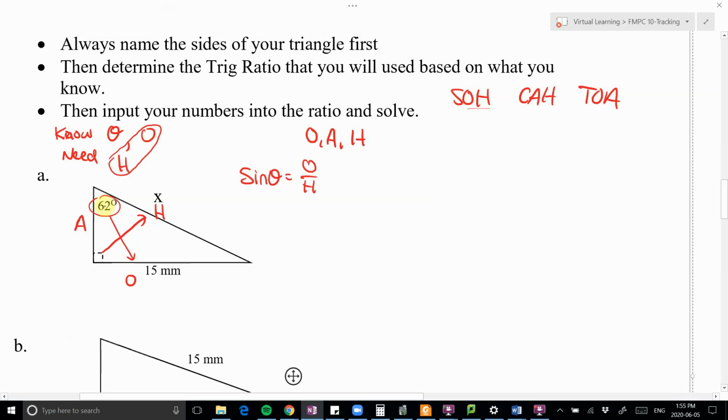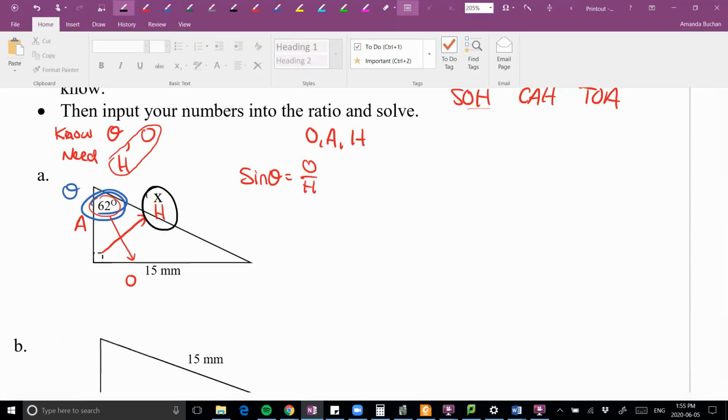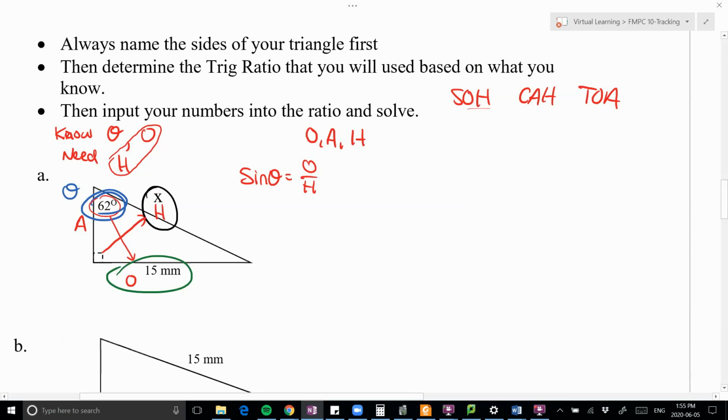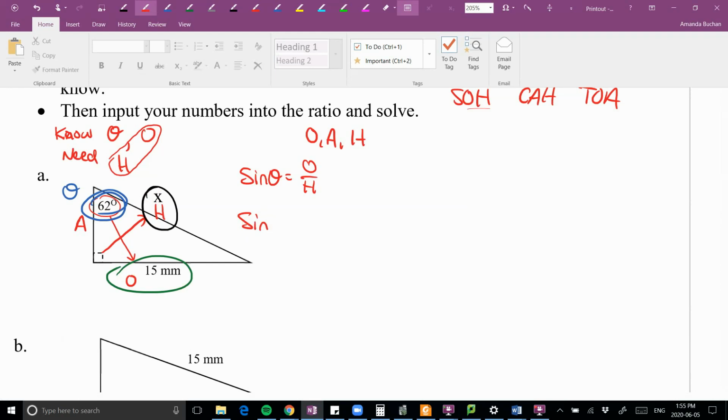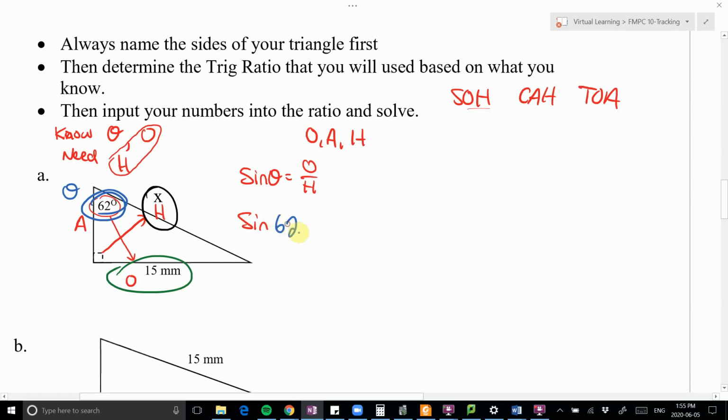So we're going to go, this is my theta. This is my H. And this was my O, right? So I go sine. And then my theta was 62. Opposite here, 15. And my hypotenuse is x. So that x is what I'm looking for. So remember, to solve a problem, we need to get x by itself. Okay? So that's our goal here.